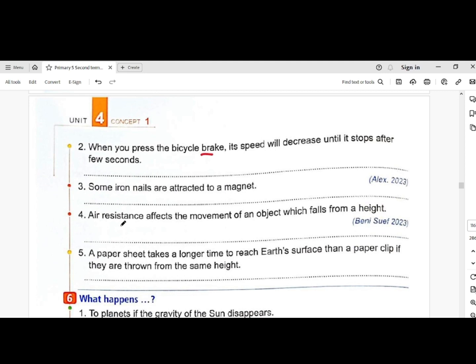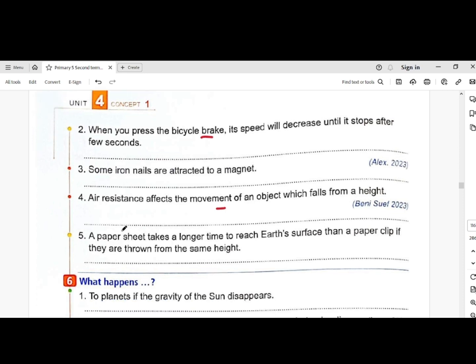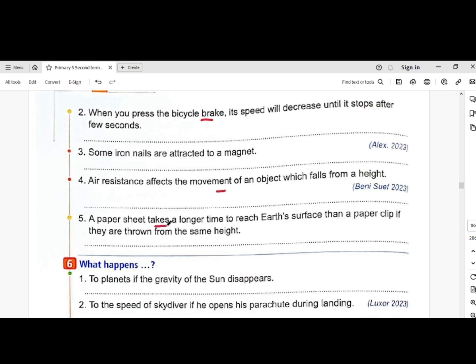Give reason for. Some iron nails are attracted to a magnet due to magnetism. Give reason for. Air resistance affects the movement of an object which falls from a height because air resistance force opposes the gravity force in its action. Give reason for. A paper sheet takes longer time to reach the Earth's surface than a paper clip if they are thrown from the same height because the surface area of the paper sheet is larger than the surface area of the paper clip, and by increasing the surface area the air resistance increases, so the speed decreases.